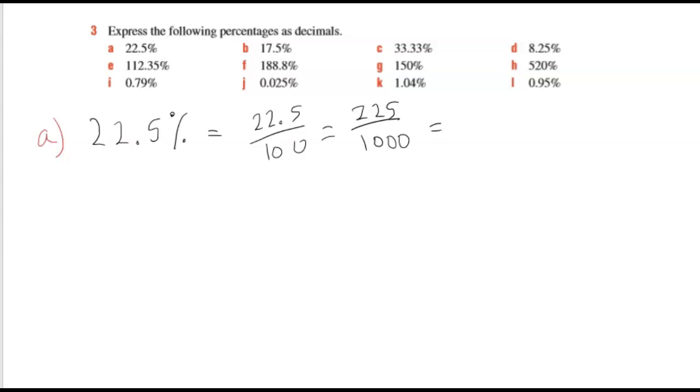So that means you're going to write 0.225, so 225 thousandths. Or you can say, well, 22.5 divided by 100 means we're going to be moving this decimal place 2 places to the left. So we've got 2 zeros here. This decimal place is going to be moved to here.